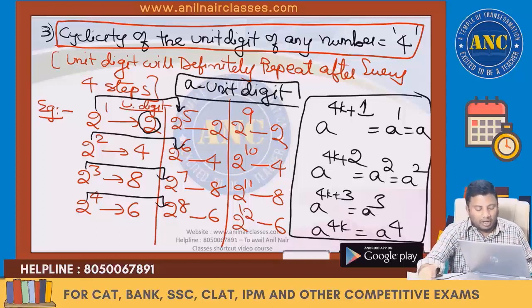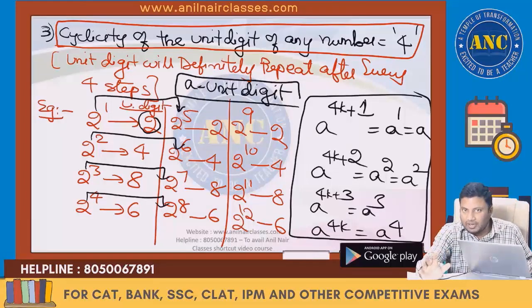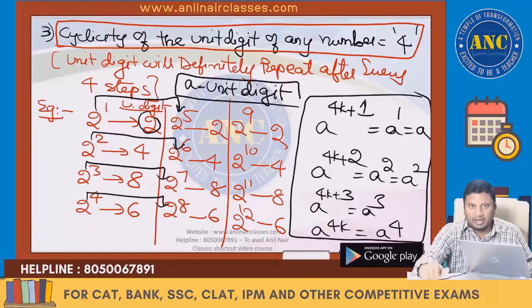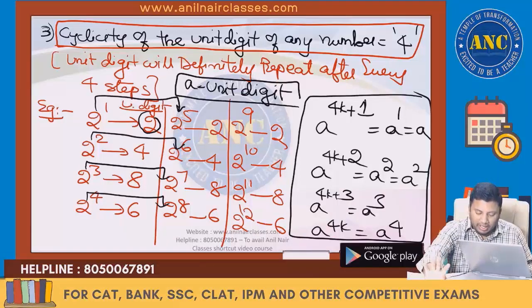A power 1, after 4 steps it will get repeated. A square, after 4 steps it will get repeated. A cube, after 4 steps it will get repeated. A power 4k, it is A power 4. I hope it is clear.